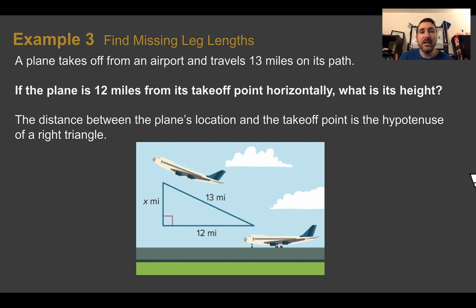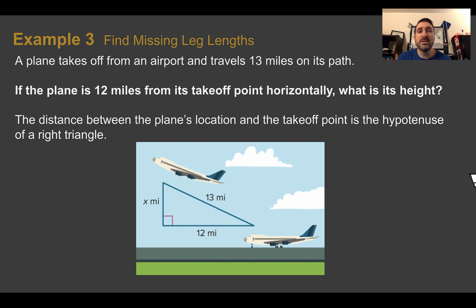Example 3. Find missing leg lengths. A plane takes off from an airport and travels 13 miles on its path. If the plane is 12 miles from its takeoff point horizontally, what is its height?